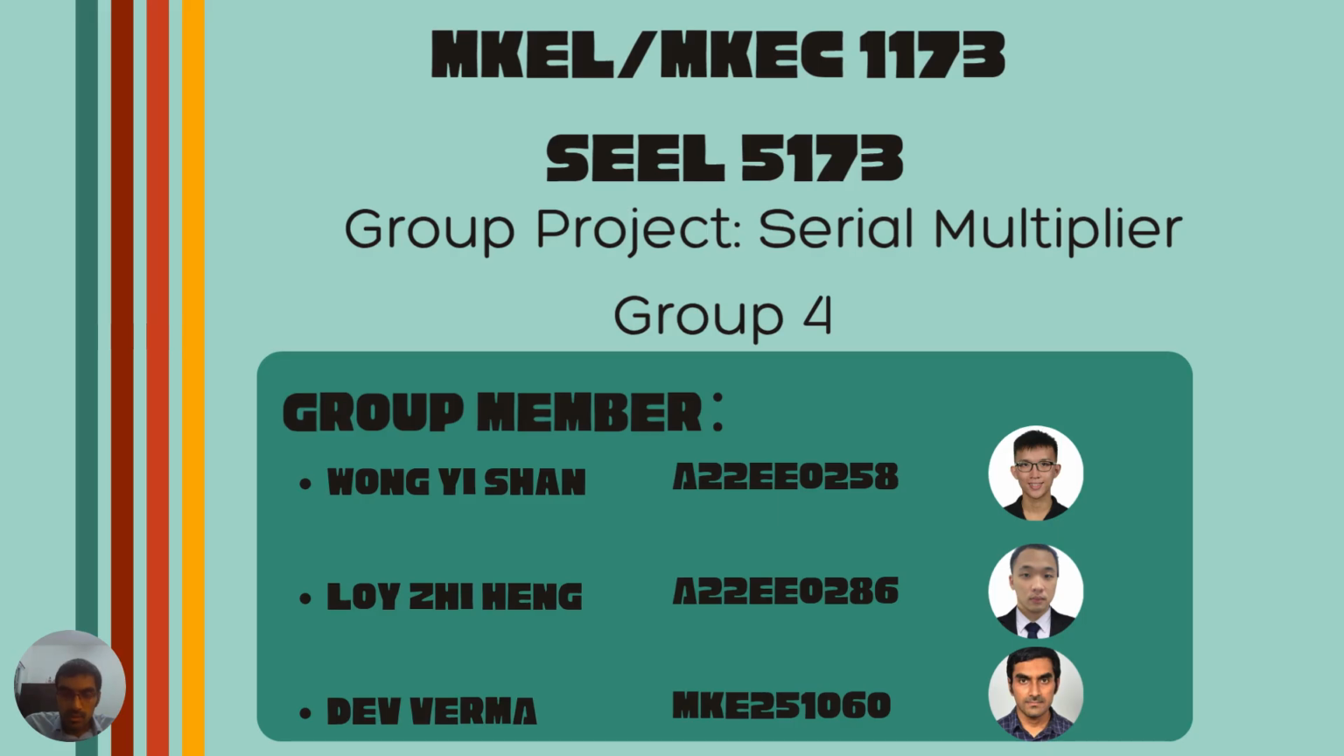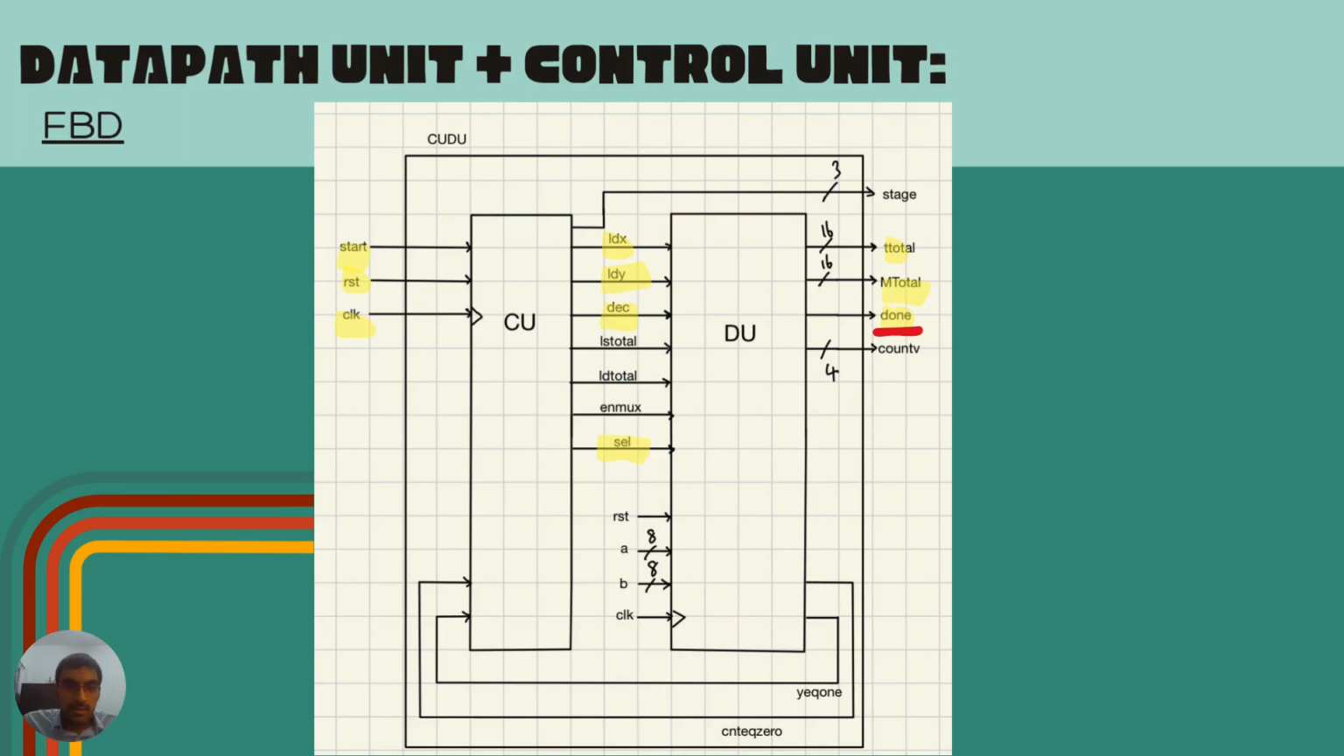So we combine both the CU and DU together. As we can see in the diagram, the input to the CU is start, reset, and clock. The output is load X, load Y, and other output lines like the selection line. And the same output of the CU goes as the input to the DU.